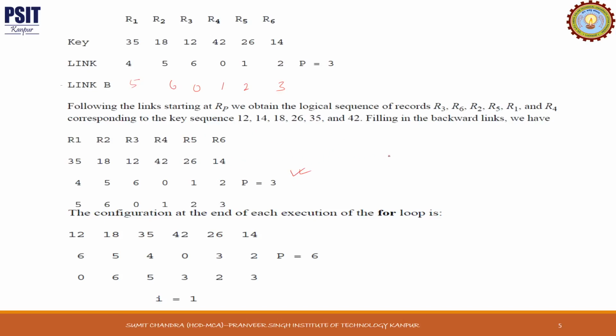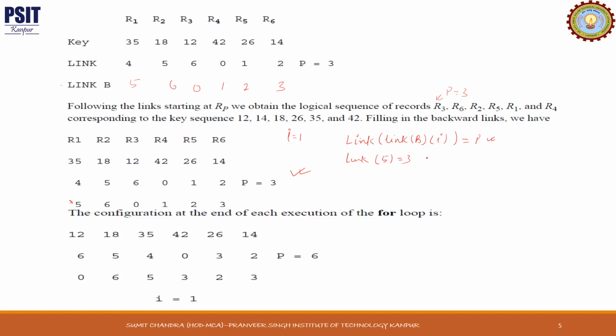Now once it is converted, what we have to do, first, for i equal to 1, link of link b of i is equal to p. So now what is p? p is the first element here, so p is equal to 3. And i is equal to 1. So let's see here, this is 1, and link b of 1 is 5. So what we got is link of 5 is equal to 3.